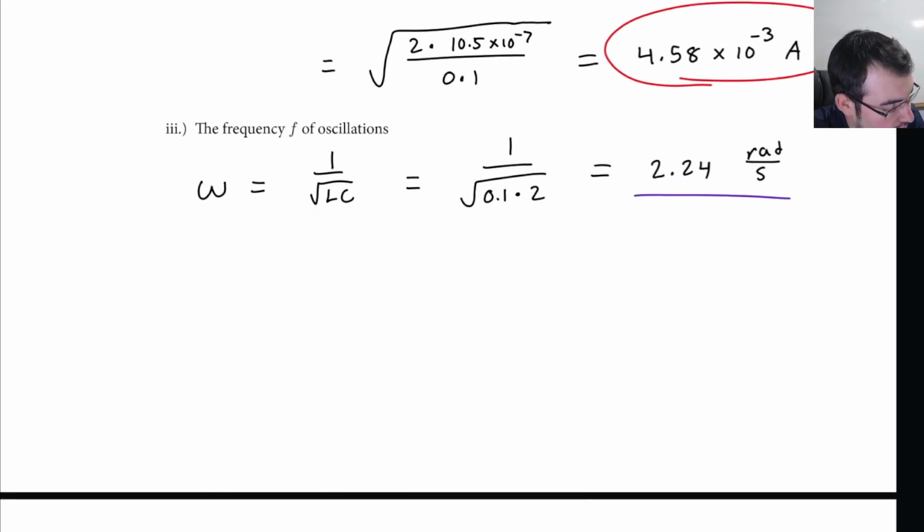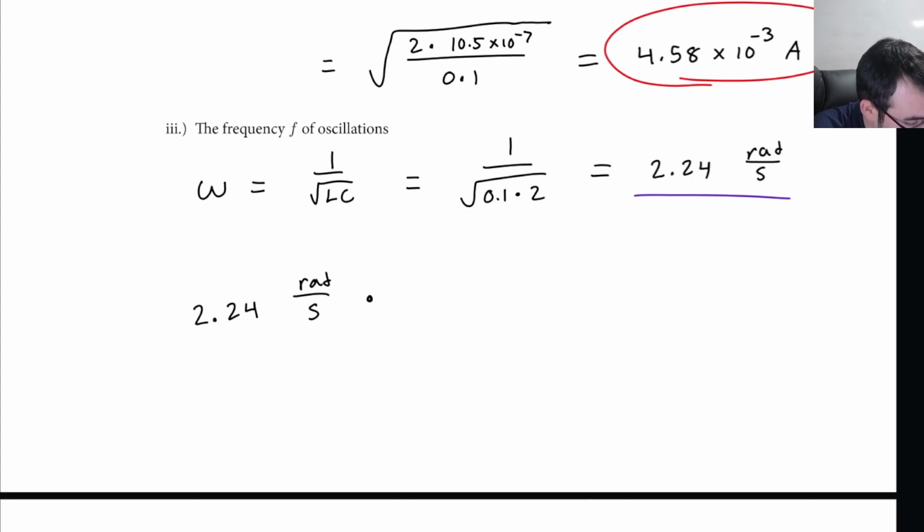So from that, you can do a quick conversion. Chemistry uses this all the time. It's not quite dimensional analysis, it's just unit conversion, right? It's 2.24 radians per second.